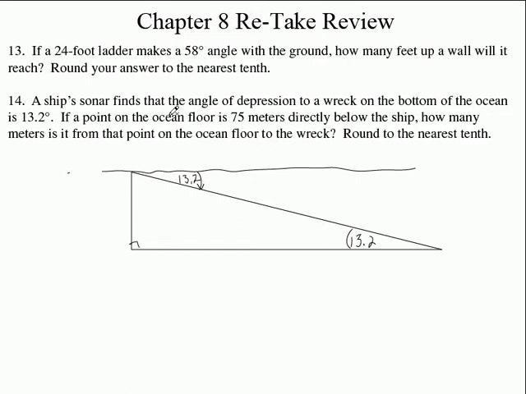It says, now sonar, what's happening? You know what a sonar is? It sends out a pulse, a sound, and then it kind of times how long for it to hit a surface and bounce back, and that determines how close you are to whatever the object is. It says if a point on the ocean floor is 75 meters directly below the ship, here's the ship right here, 75 meters directly below the ship, where would that be? It'd be right here. That's directly below the ship, isn't it? That's 75 meters, so that distance is 75.